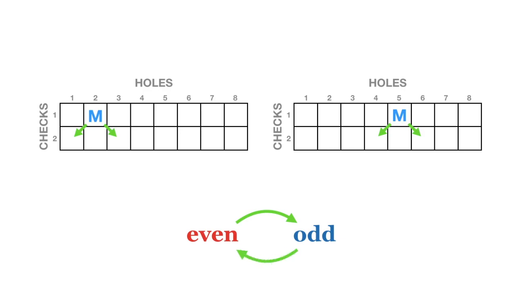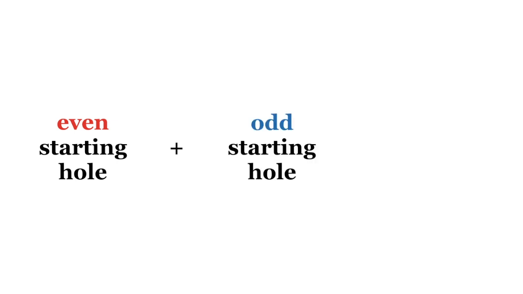Using this observation, we're going to simplify this problem by splitting it in 2. First, we'll consider strategy, assuming that the mouse begins in an even starting hole. Then we'll consider strategy, assuming that the mouse begins in an odd starting hole. Finally, we'll use both of these strategies together to find a strategy that's sure to catch the mouse no matter what hole he begins in. Let's do the evens first.